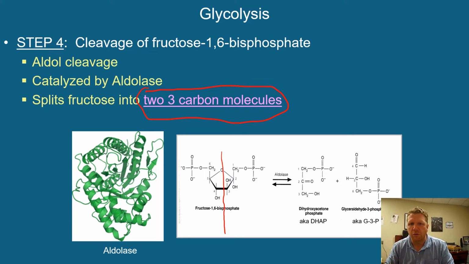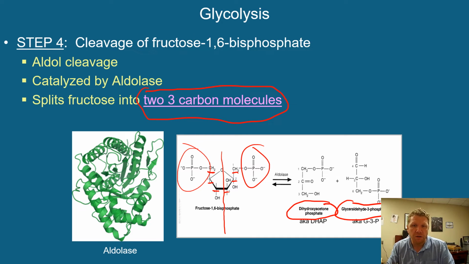I use symmetrical kind of loosely. This is not a perfectly symmetrical molecule, but I want you to see a carbon 1, 2, there, 1, 2, there. Each one of these achiral carbons has a phosphate group on it. The others are chiral. Okay, so aldolase is an enzyme that's going to do an aldol cleavage reaction where we break this into two different molecules. We're going to make one molecule known as dihydroxyacetone phosphate and another, glyceraldehyde 3-phosphate. Glyceraldehyde 3-phosphate is the molecule that we talked about as the end of stage 1.